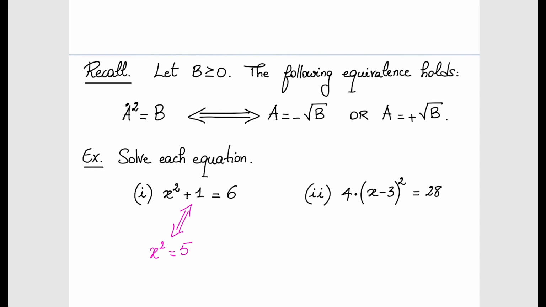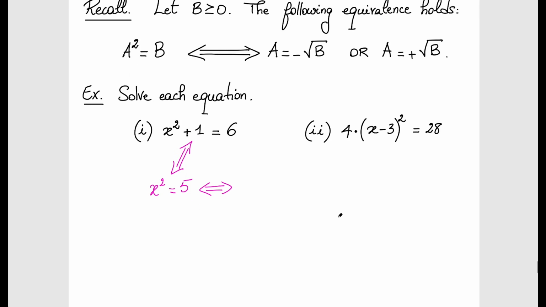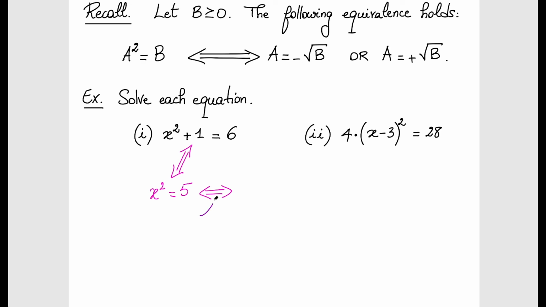So I'm going to use this part to get what? Who's a, who's b? So let's be very clear. Use the result above with capital A. Who's the capital A here? It's the x. And the capital B to be 5, right?